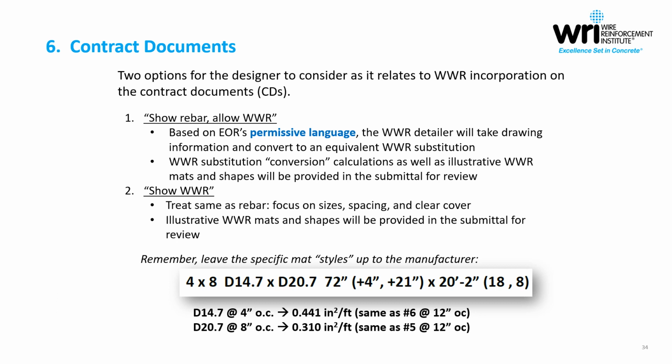And just a note down the bottom of this slide, there's really no need for a designer to worry too much about the full mat style. You can see the 4x8, D1470, 27, 72 inches, so on and so forth. That is really a manufacturing description. All you are really interested in, and all you really should be focused on, is wire sizes and wire spacings. The manufacturer will handle the specific layout of the mat.